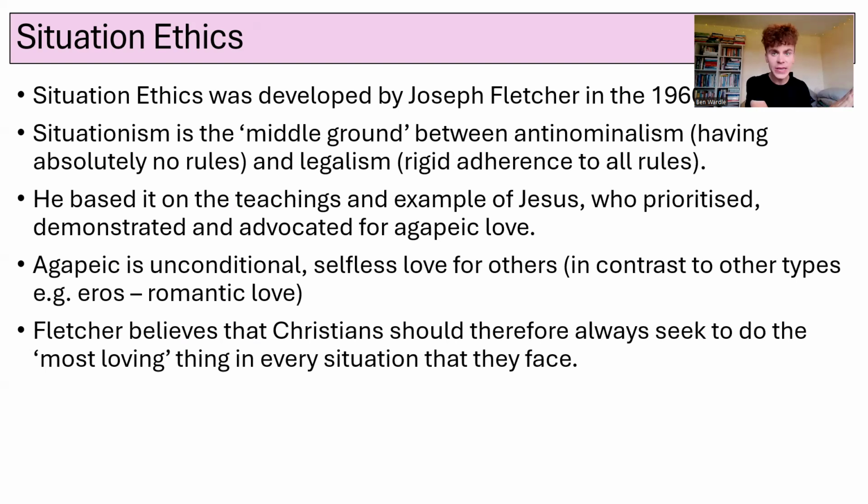On the one hand, antinomianism, which means having absolutely no laws at all. And on the other hand, legalism, which means rigid adherence to all laws and lots of laws. So he saw situationism as the middle ground, and it balances out the two because there is one fixed principle, which is love, that is then situationally applied. Now, critics of situation ethics say that it is not a successful middle ground. They say it actually descends into antinomianism very quickly. But I'm interested to hear your thoughts about this, that situationism is a middle ground between two extremes. Antinomianism, which means no rules on the one hand, and legalism, which means strict, rigid adherence to all rules on the other hand.